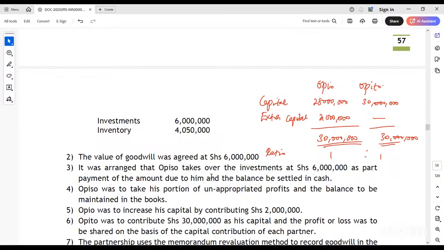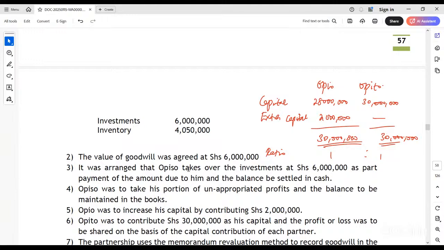Check the additional information. It was arranged that Opiso takes over the investment at shillings 6 million as part of the amount due to him. When this partner is retiring, of course, we have to pay all the amount due to him. He has to go with his money.